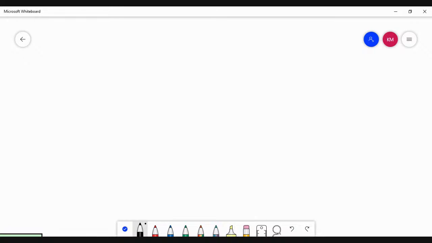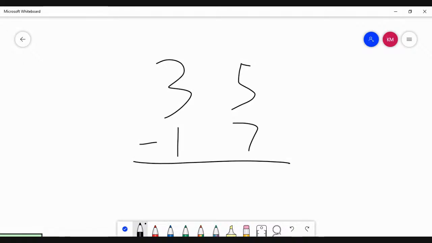Another example, say for instance, I have 35 minus 17. Again, on the ones side the 5 is smaller than the 7, and since the 5 is on top of the 7, we will need to borrow. So always remember when you're subtracting, you always subtract from right to left, starting with the ones and then going to the next place value.